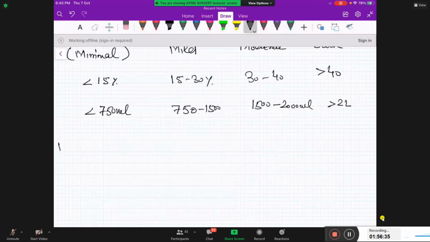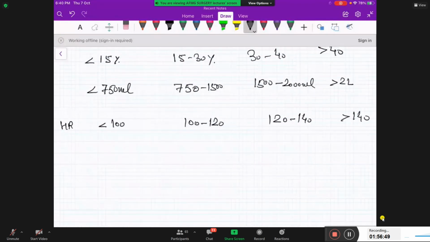Now heart rate. Here will be less than 100, 100 to 120, 120 to 140, more than 140. Respiratory rate, less than 20, 20 to 30, 30 to 40, more than 40.